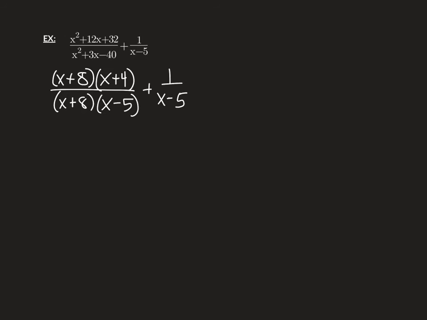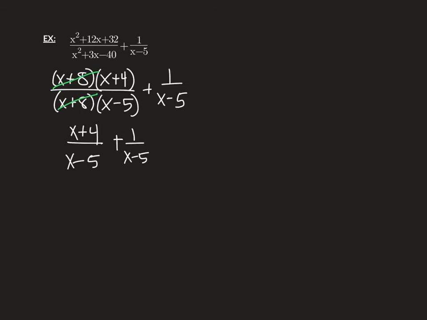The reason I said we could do it this way, and I didn't notice this at first, is these x plus 8s cancel. And it's okay to do that. So then the problem becomes (x plus 4) over (x minus 5) plus 1 over (x minus 5). Well, that becomes a lot simpler of a problem because my denominators here are now the exact same, which I wasn't actually expecting when I picked this problem, but I kind of like it.